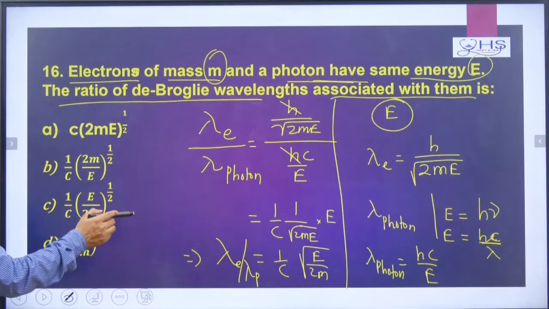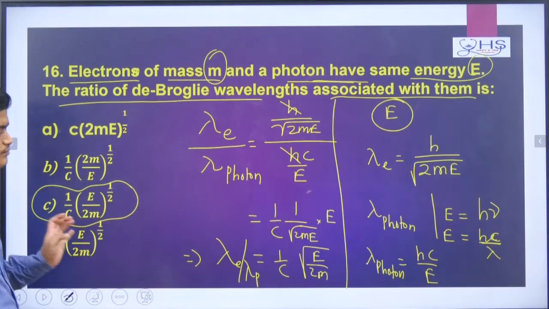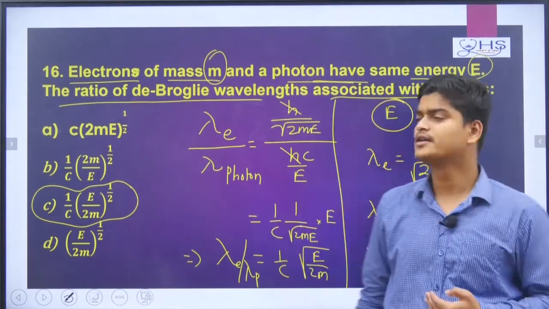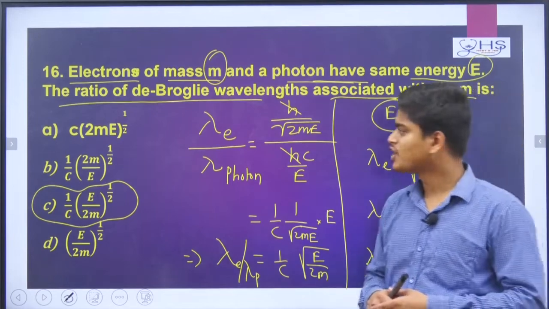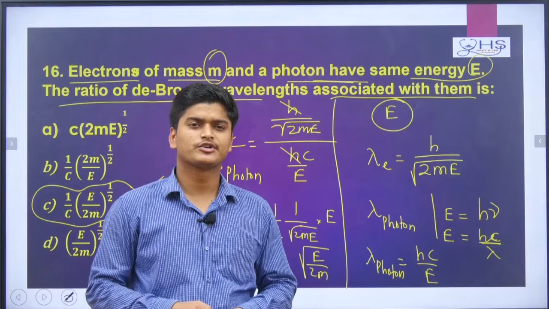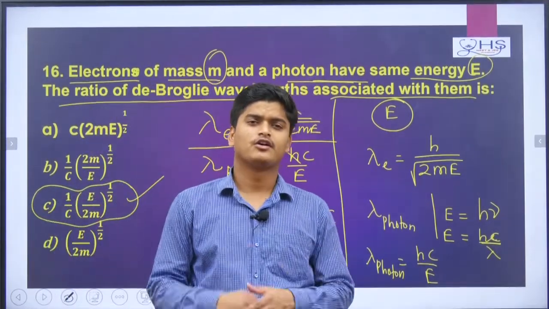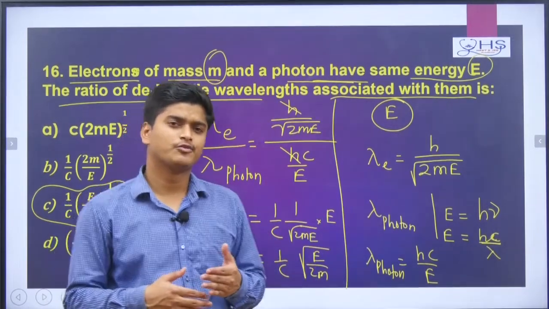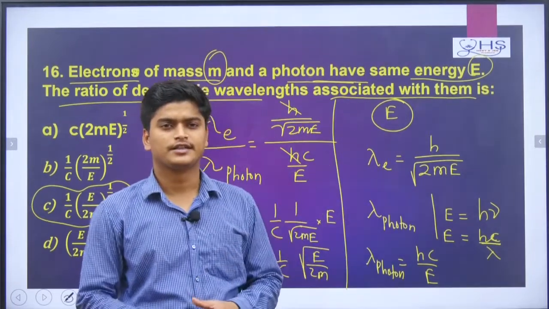So, what answer are you getting? You are getting 1 by c, E by 2m to the power half. Okay. So, this is the wavelength ratio of electron and photon if energy for both of them is the same. Okay. So, this is the relation coming. I hope you understand. So, this is the idea you must remember for De-Broglie wavelength: if energy is given, or momentum is given, or velocity is given, or a charged particle is moving in a potential, then how to find De-Broglie wavelength, you are understanding in this discussion.